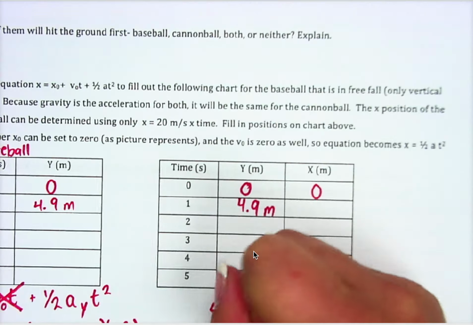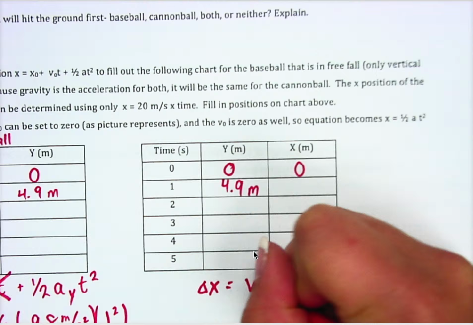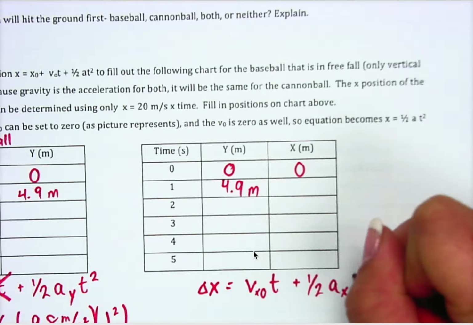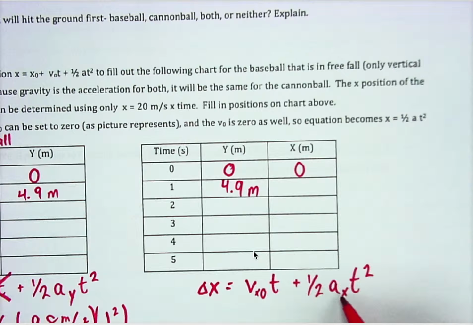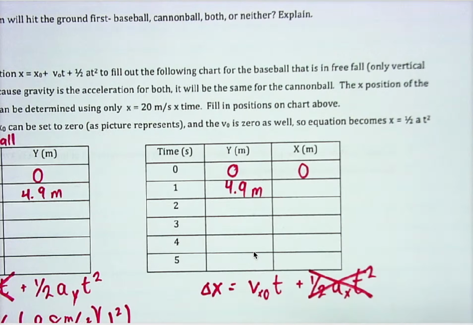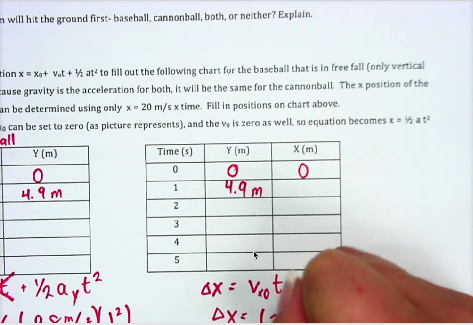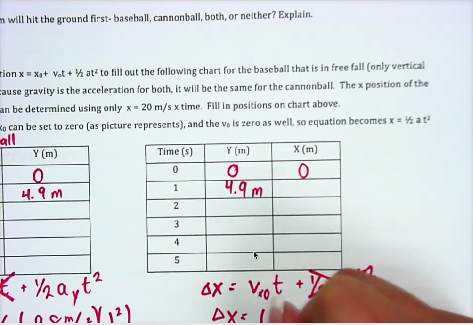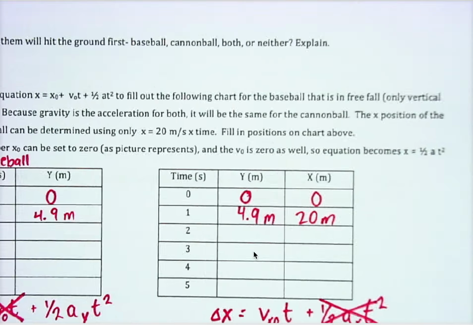So we're going to use the same equation, but now for the horizontal component. Delta x equals v x initial times time plus 1/2 the acceleration in the x component times time squared. There is no acceleration in the x component, okay? So that cancels off. Basically, we have distance equals velocity times time. So delta x equals the velocity, which is 20 meters per second. We'll start at just the first one, 1 second, and it goes 20 meters. So x is 20 meters.